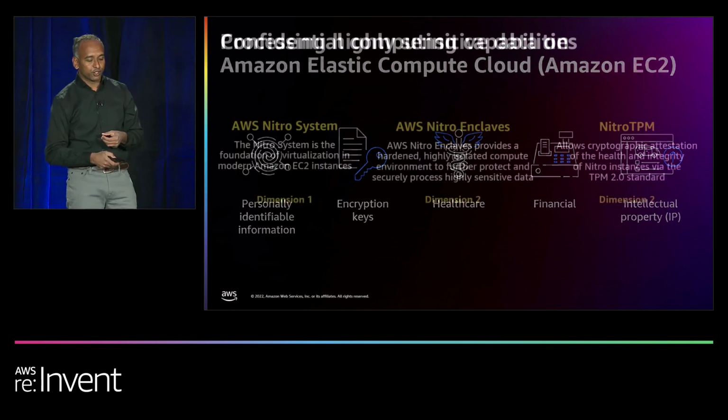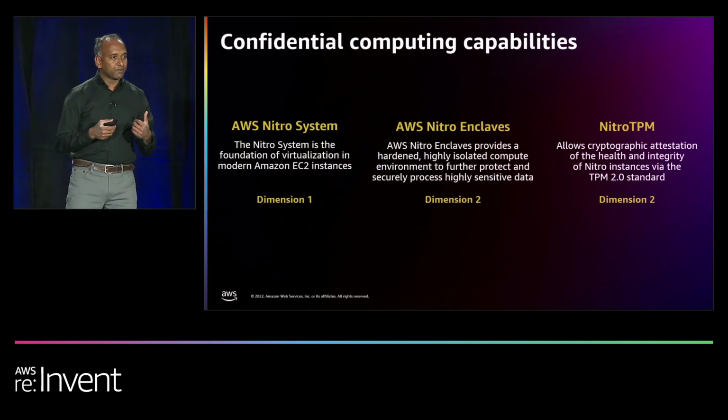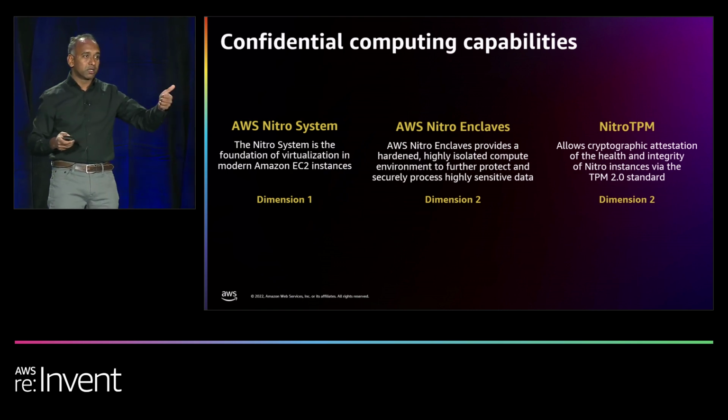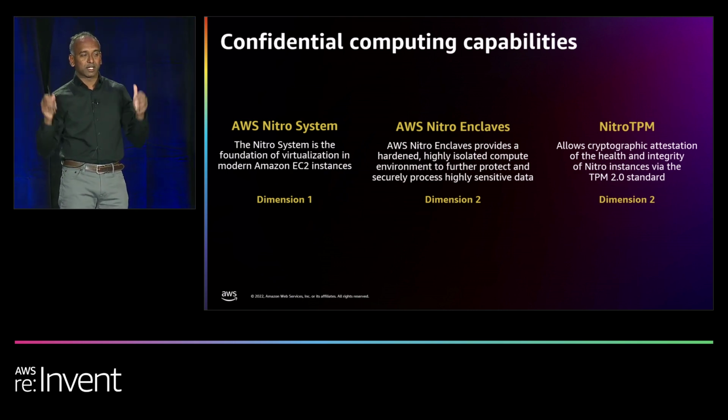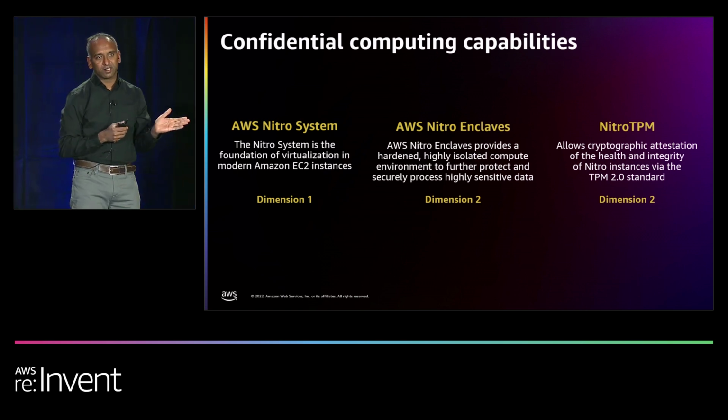But how do we bring this to you? The key capabilities that we have today to bring confidential computing capabilities to you, number one, begins with our AWS Nitro system. AWS Nitro system is the foundation of all virtualization for our modern EC2 instances. That's pretty much all of the instances that we have launched since early 2018.